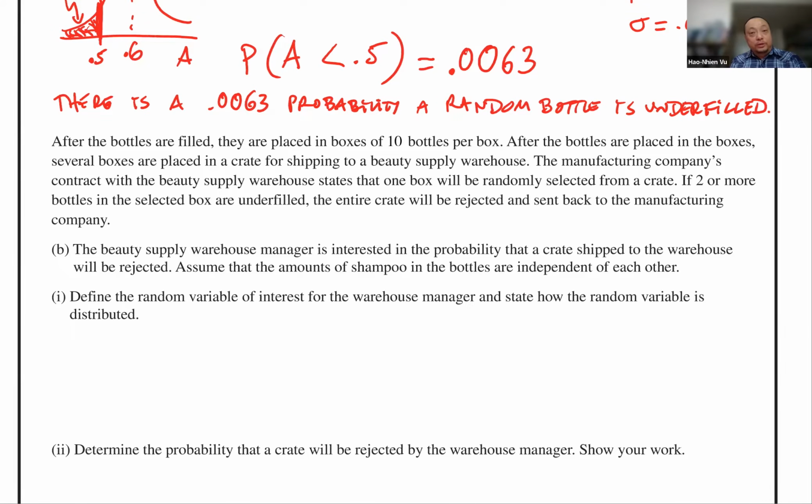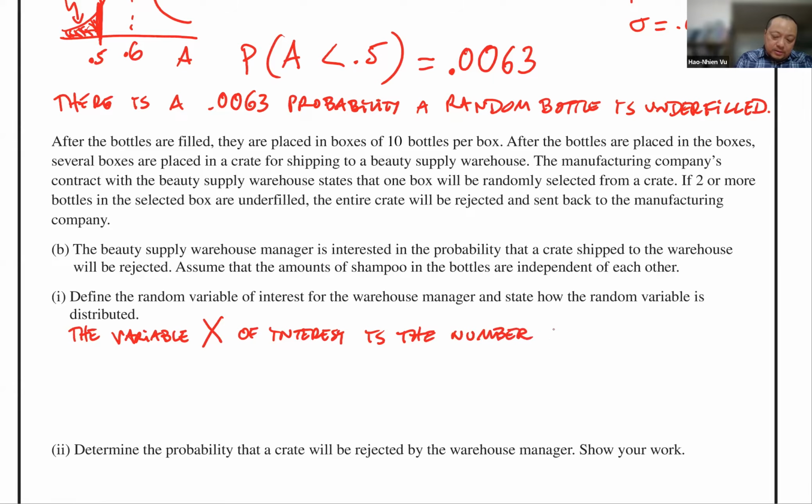By the way, I'm rejecting the whole crate, but I'm selecting only one box. So it only matters what the probability is in that box. How many boxes are there on a crate? It doesn't matter. So let's define our random variable. Let's give it a name, X, of interest is the number of underfilled bottles in a box of 10.